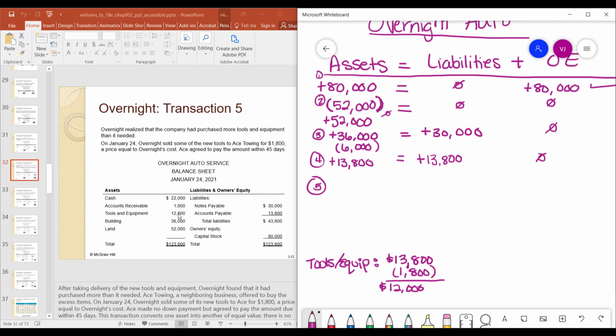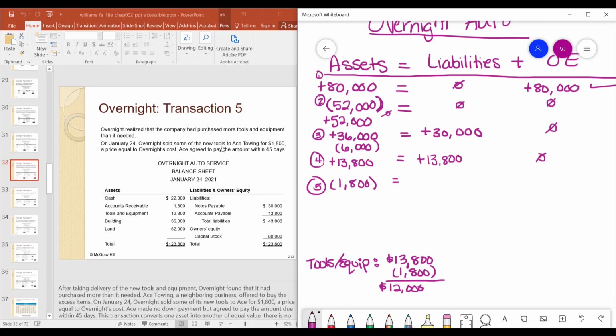The tools and equipment should be shown here at $12,000 now after this transaction, but they accidentally showed it as $12,800. So just keep that in mind. So now I have $12,000 of tools and equipment left over. So what happened so far on this asset side? My assets fell by $1,800. Okay, but what else is happening here?